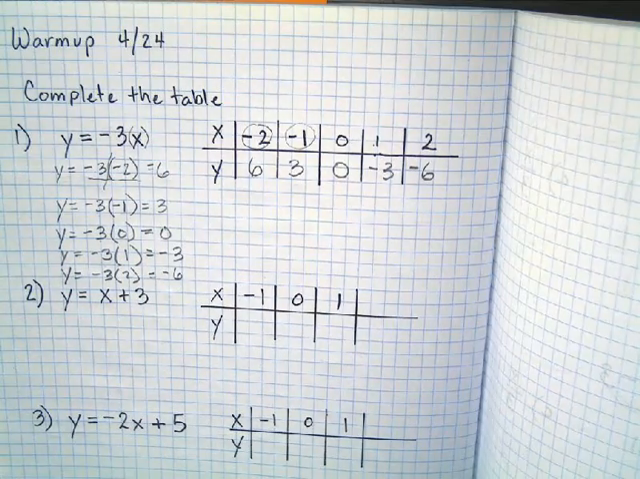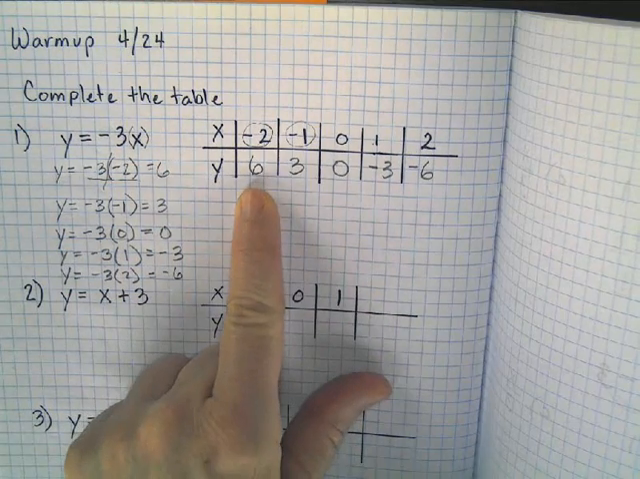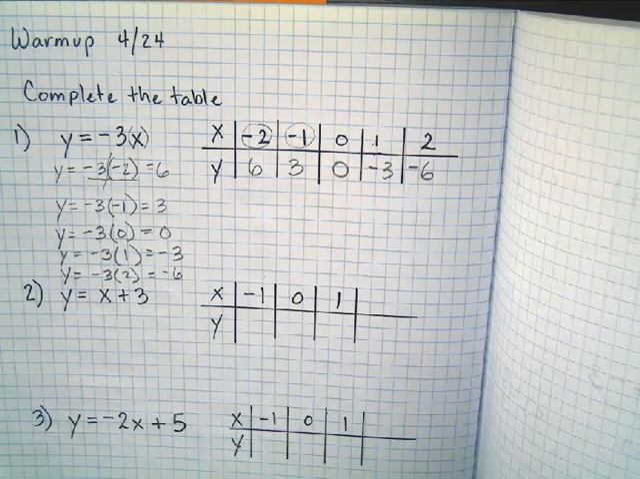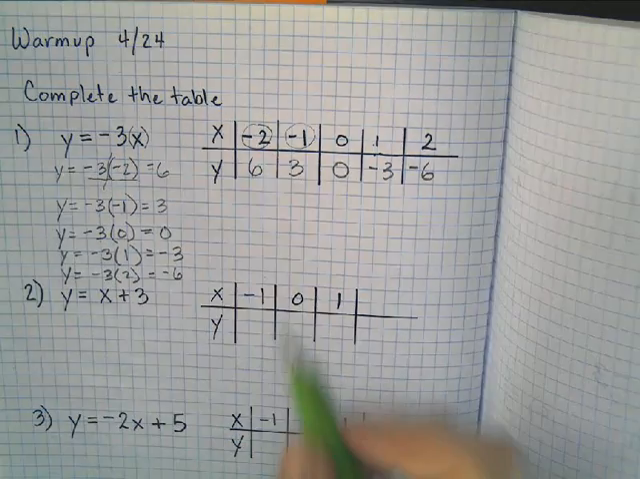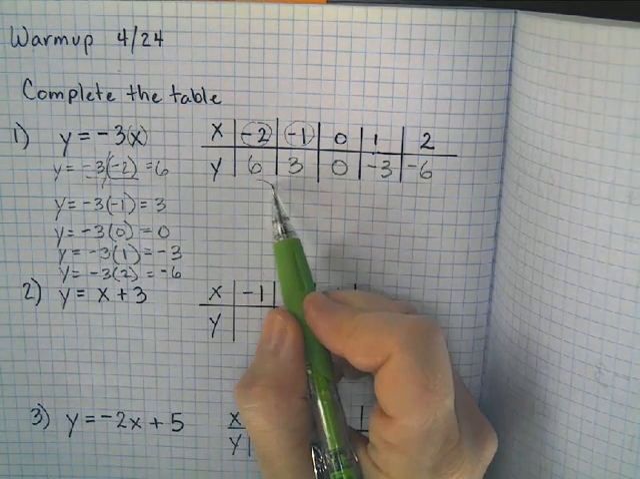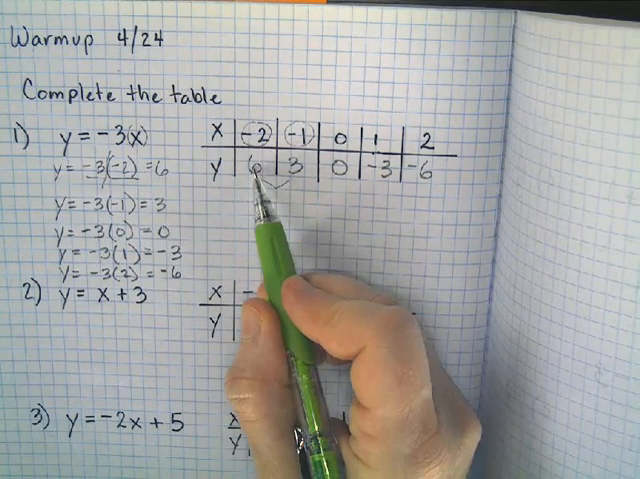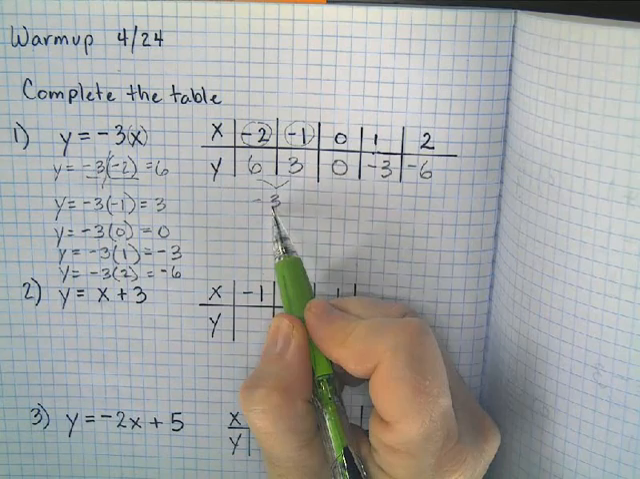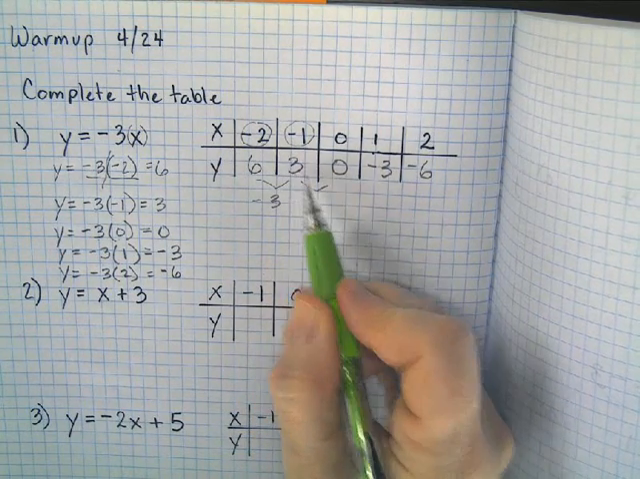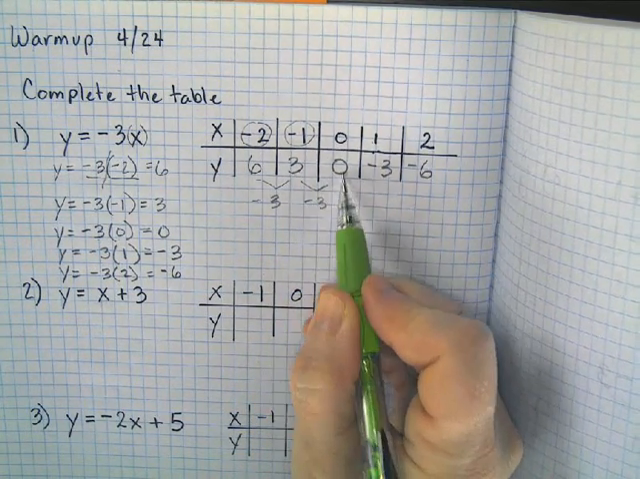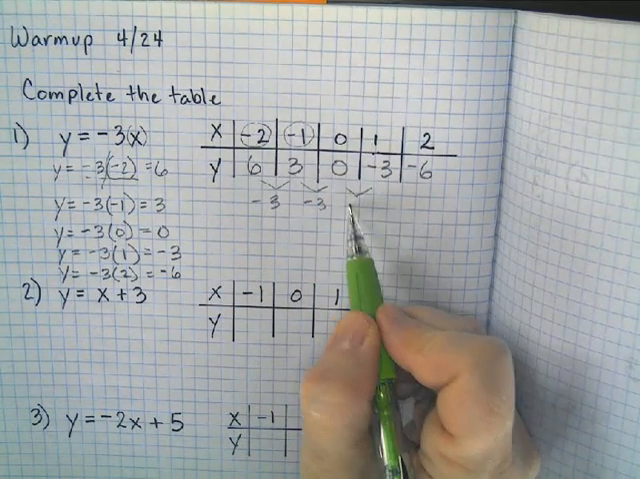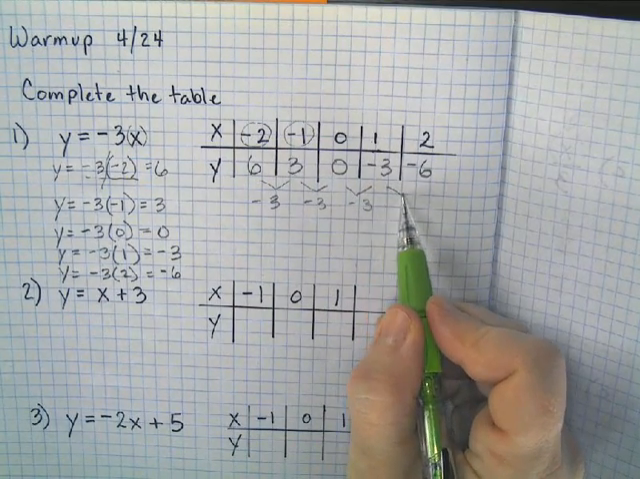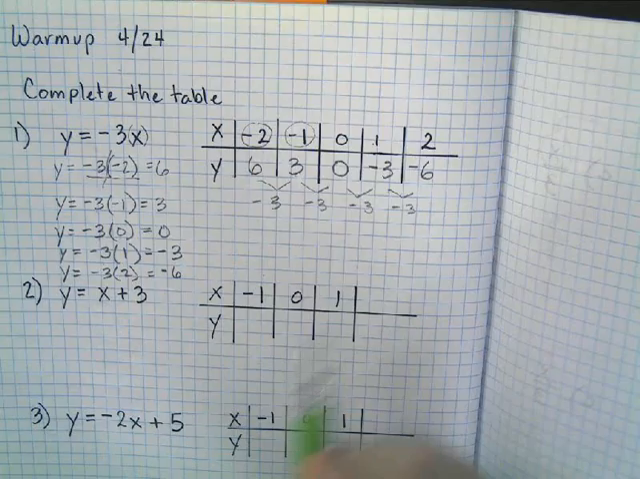Okay? Now, I want you to notice something interesting here. Look at all the numbers here. What do you notice about them? Is there a pattern when I go from here to here? What can I do to 6 to end up with 3? 6 minus 3 is equal to 3. 3 minus 3 is equal to 0. 0 minus 3 is equal to -3. -3 minus 3 is equal to -6.